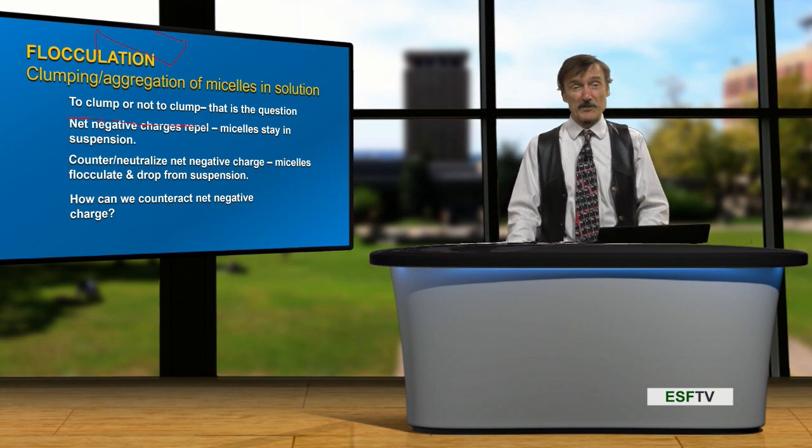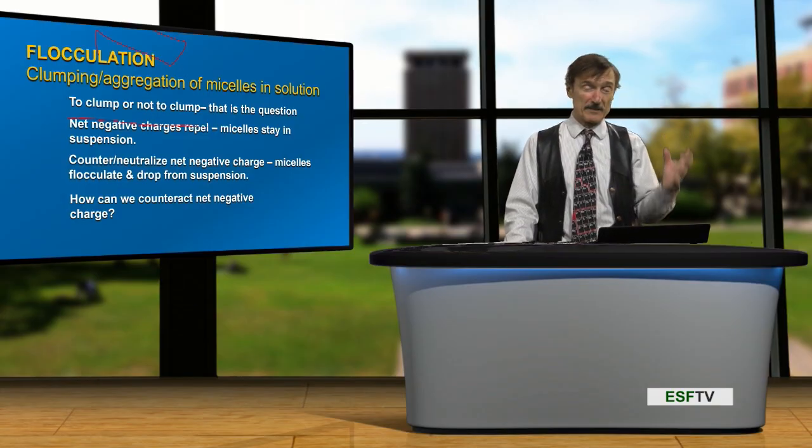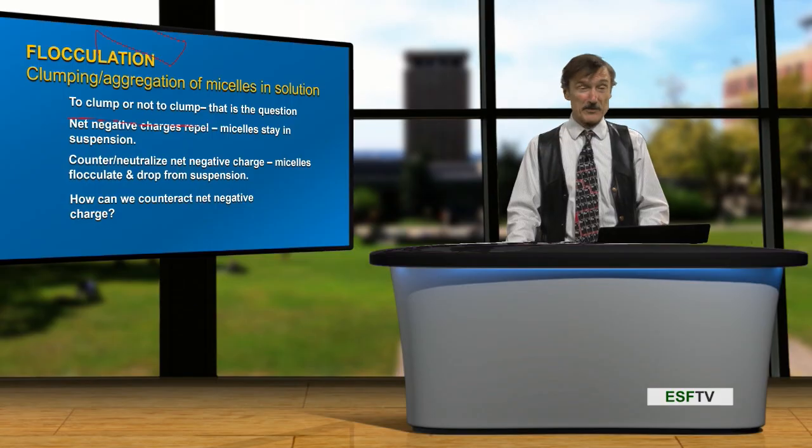What was the one that's more strongly held, has the highest valence and the lowest hydrated radius, the smallest hydrated radius? I remember that's aluminum, right? So if I can add aluminum to the system, I can counteract that charge and I can actually force them to clump, almost to the point it looks like jelly. So you'll see that this week.